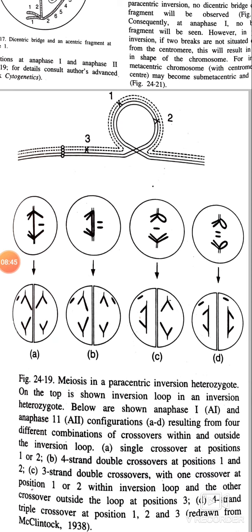In C, a 3 strand double crossover with one crossover at position 1 or 2 within the inversion loop, and the other crossover outside the loop at position 3. And in D, a 4 strand triple crossover at positions 1, 2, 3.